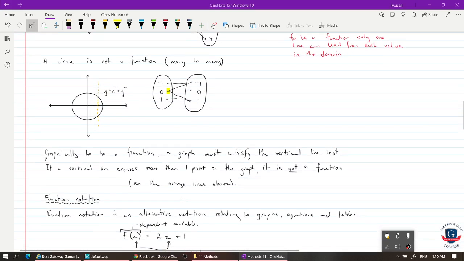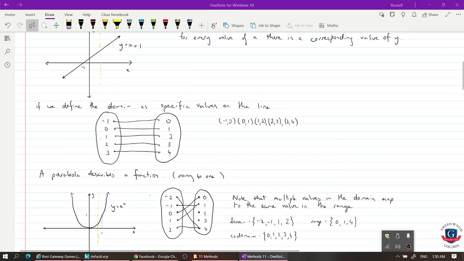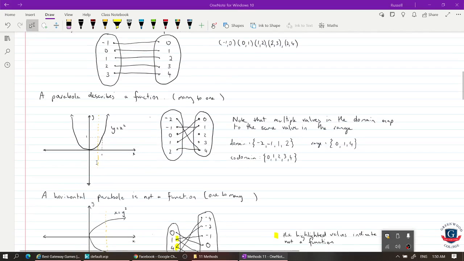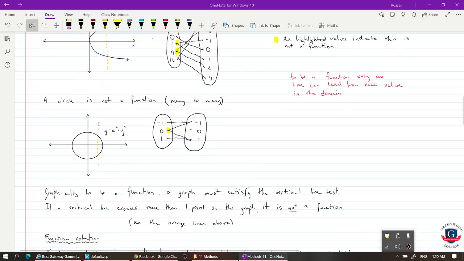Now there's a simple test that we can use for graphs to show whether something is or isn't a function. I've drawn this vertical line in here on all of the functions that we looked at, and you can see for this straight line the vertical line only crosses the graph once. That's a function. For this parabola, the vertical line only crosses the line once. It's a function. This vertical line though crosses the graph twice. It is not a function. And this vertical line crosses the circle twice. This equation here is not a function.